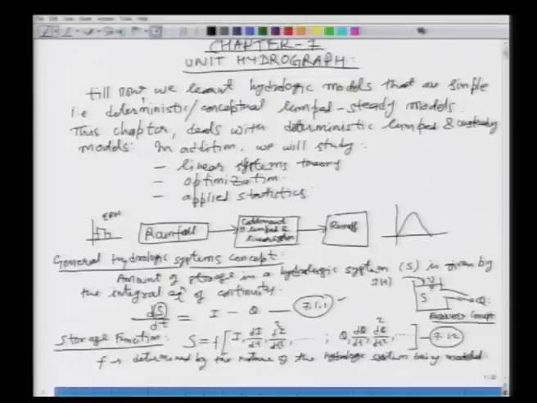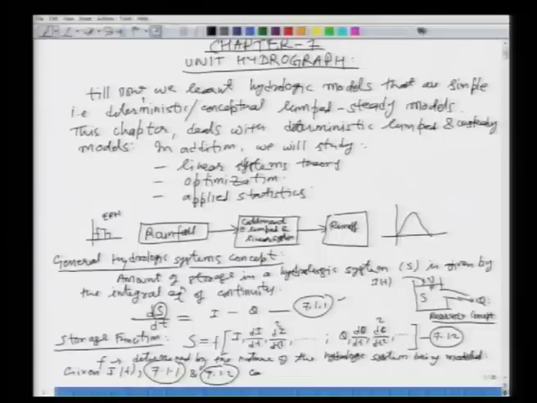So, given the nature of your input, equation 7.1.1 and 7.1.2 can be solved. All right. So, it is a mathematical problem now. Once we have said that your catchment is going to look like this as a function of this storage function, it can be solved in two ways. What are those two ways?